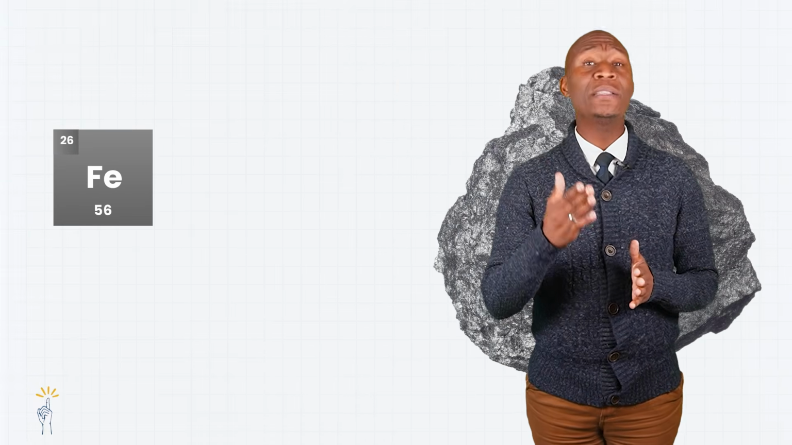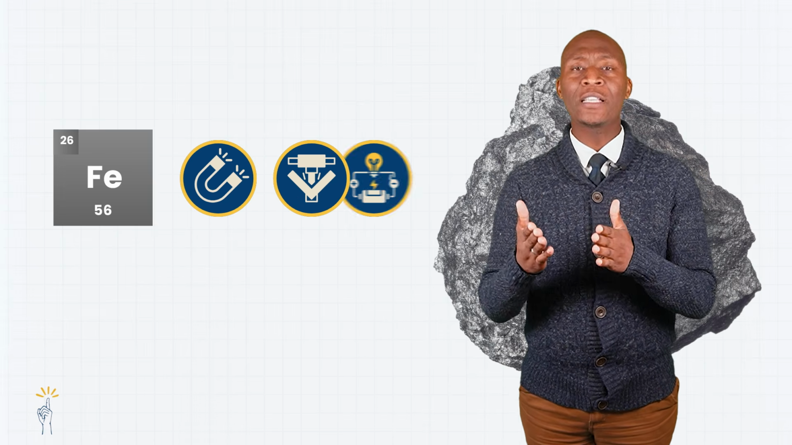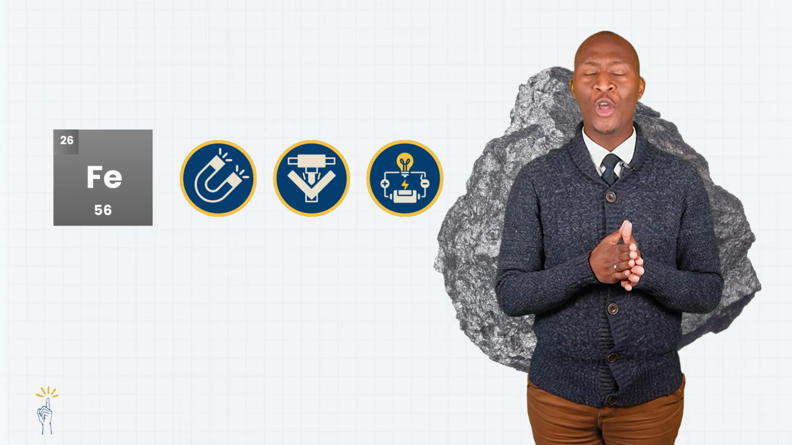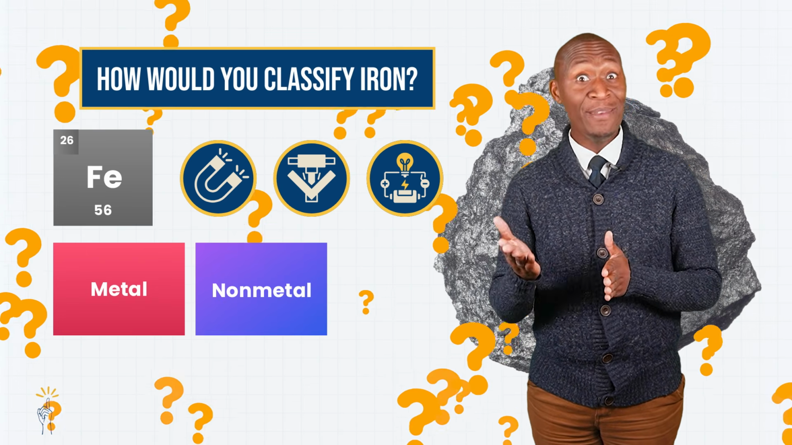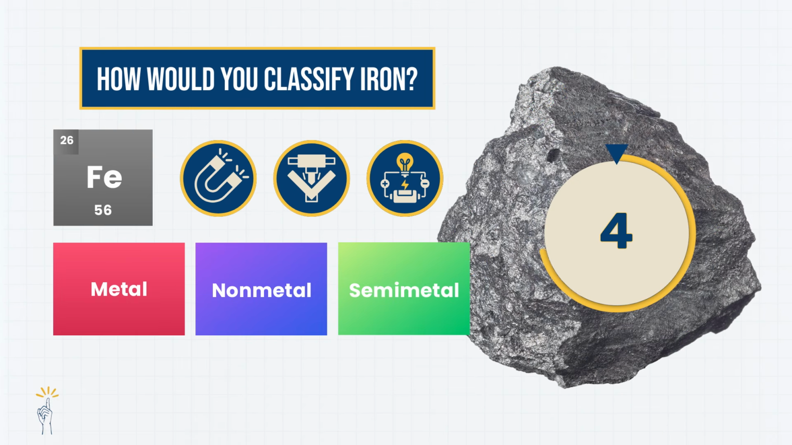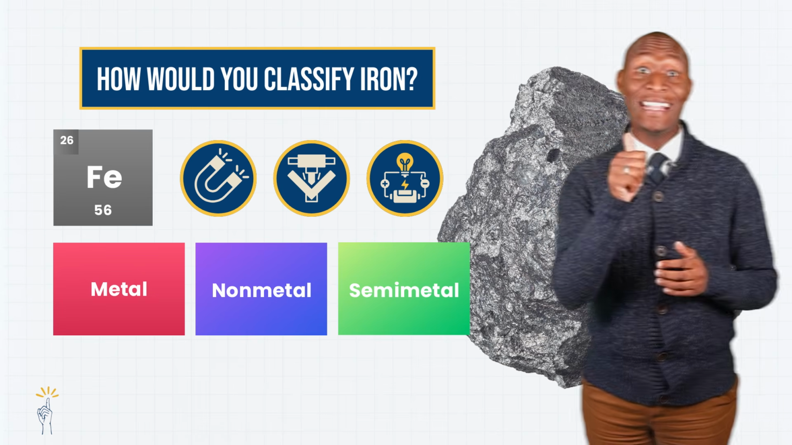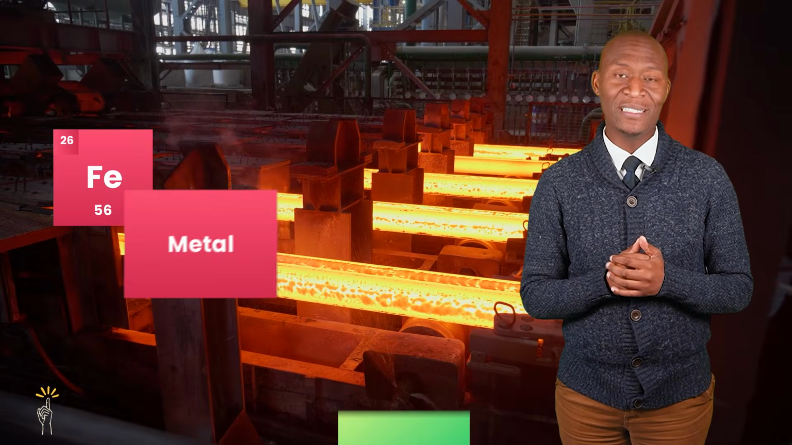Okay, grade 8s. Let's get a bit more practical. Here's a question for you. Since iron is magnetic, malleable, and a very good conductor of heat and electricity, would you classify iron as a metal, non-metal, or semi-metal? That's correct, grade 8s. Iron is classified as a metal.